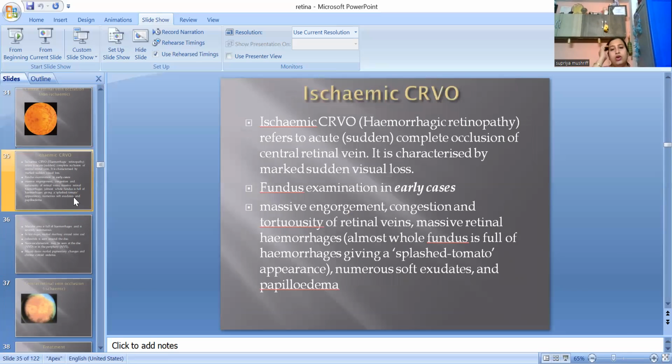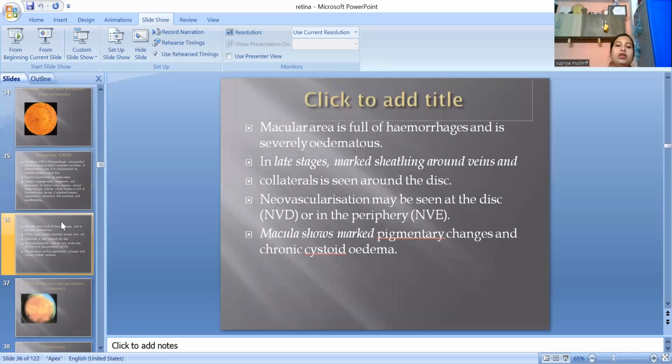Now, the ischemic CRVO, also known as hemorrhagic retinopathy, refers to the sudden, acute, complete occlusion of the central retinal vein. It is characterized by marked sudden visual loss. Fundus examination in early cases shows massive engorgement, congestion, and tortuosity of the retinal veins, and massive retinal hemorrhages. Almost the whole fundus is full of hemorrhages, giving a splashed tomato appearance, with numerous soft exudates and papilledema. These are the characteristic features of ischemic CRVO. The macular area is full of hemorrhages and is severely edematous.